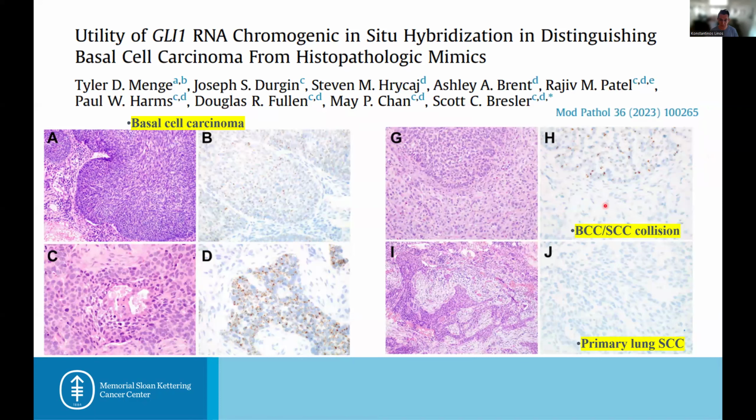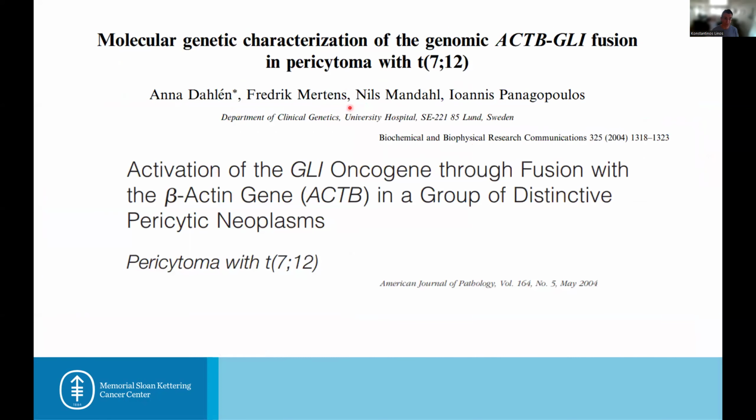You can see here that squamous cell carcinoma is negative, or this was an SCC of the lung metastasizing. It was negative. However, it's useful for distinguishing between basal cell carcinoma and non-follicular epithelial neoplasms. However, it's not specific for distinguishing basal cell carcinoma from most benign follicular tumors. So you have to be aware of that possibility.